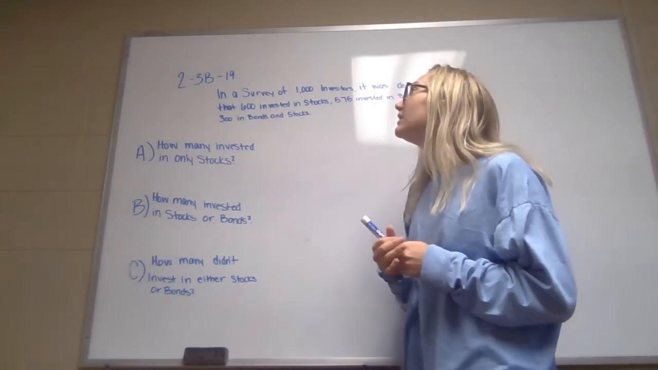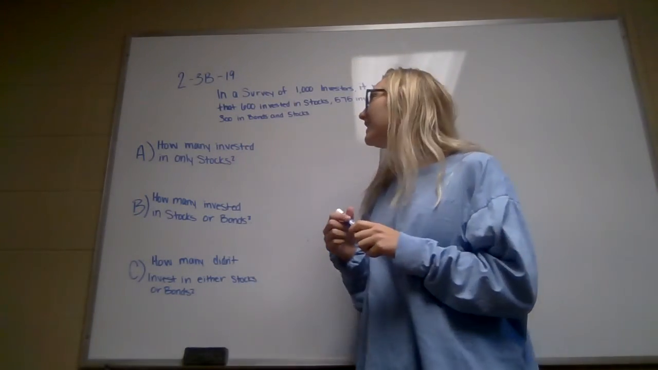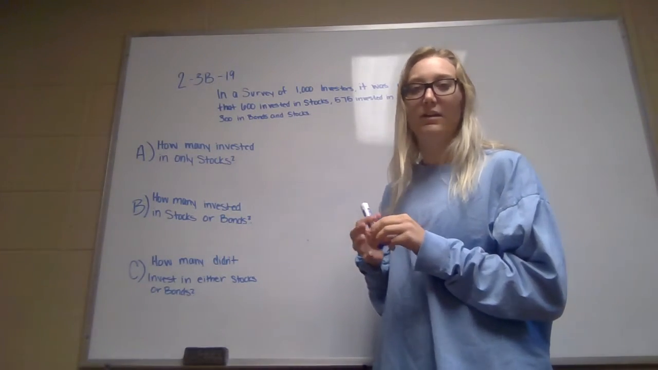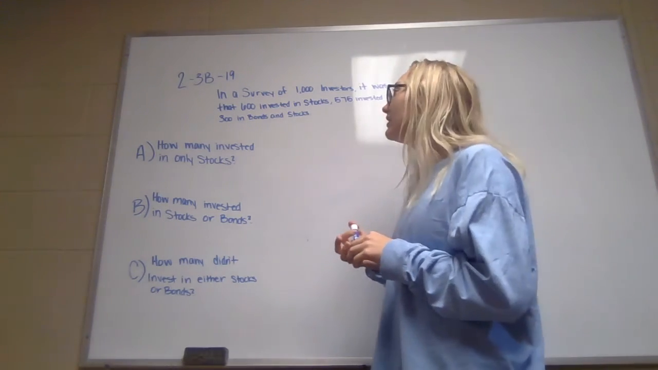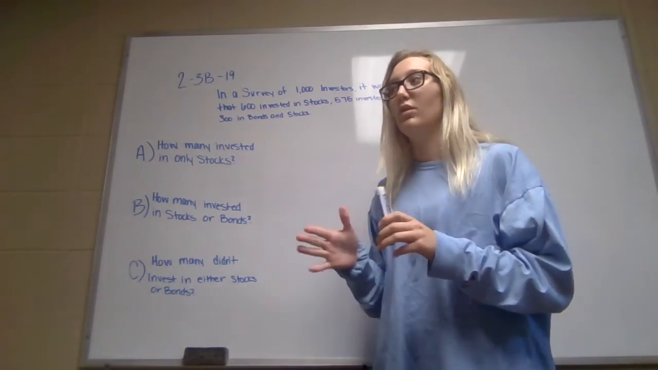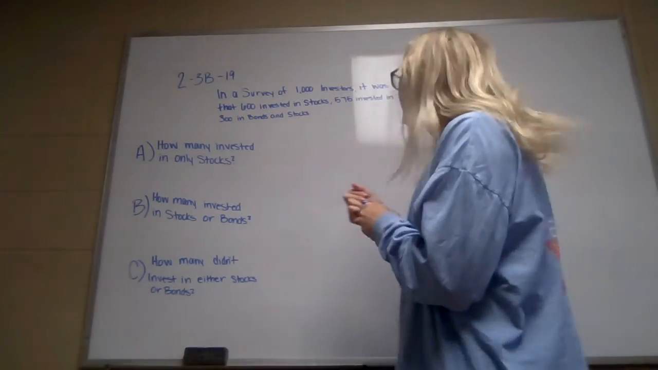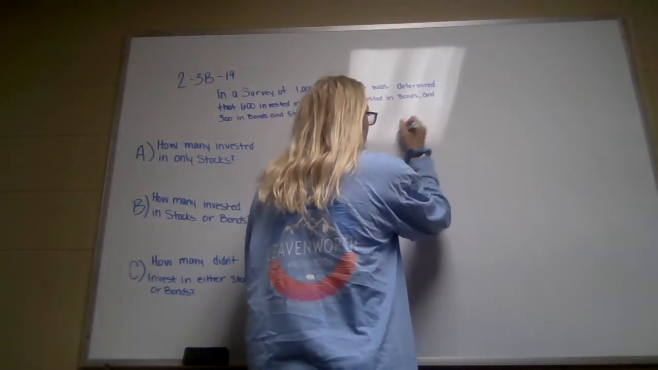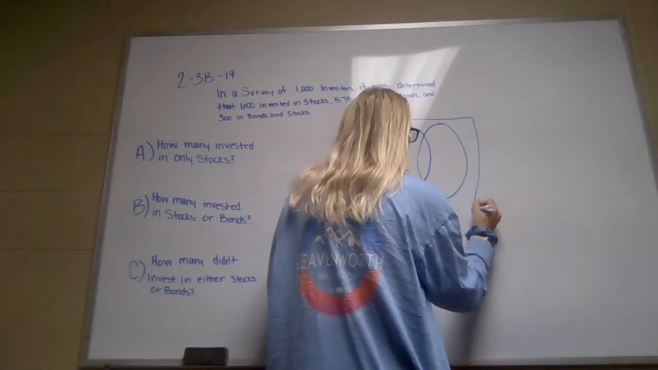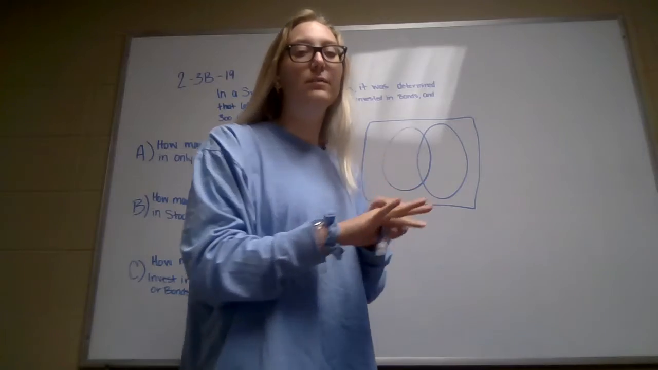So the problem is, in a survey of 1,000 investors, it was determined that 600 invested in stocks, 575 invested in bonds, and 300 invested in both bonds and stocks. So we put that all together. I'm going to be using a Venn diagram today, and we know those are two circles overlapping each other. I have it right over here so we can use it.